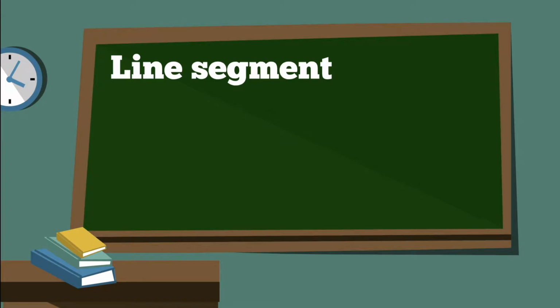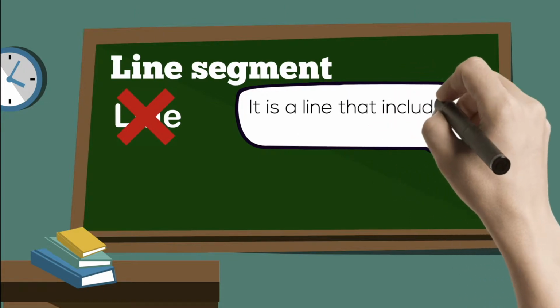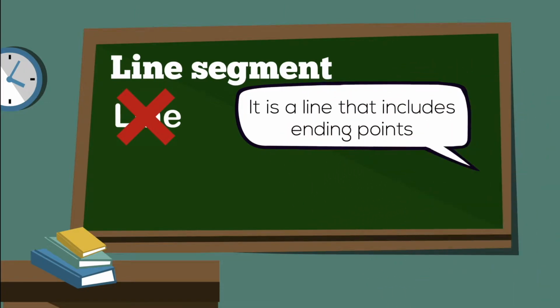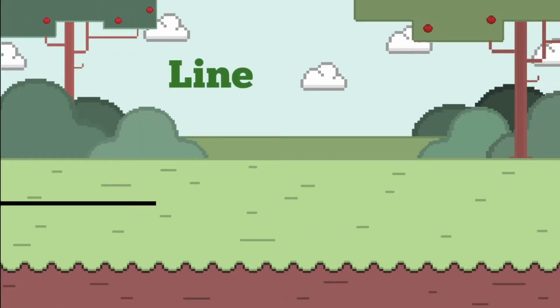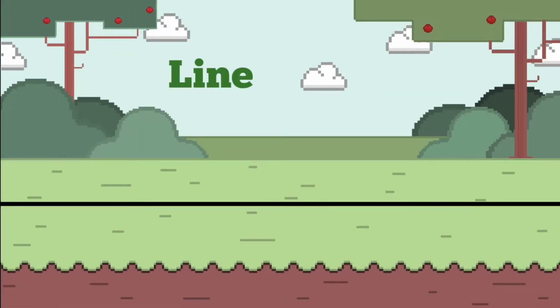Line segment. A line segment is not a line, but a line which includes ending points. To illustrate, look, these are points A and B. If we connect these 2 points with a line, starting with A as a certain starting point and B as a certain finish point, it becomes a line segment. Therefore, a line doesn't have end points. It goes on and on, whereas a line segment does.